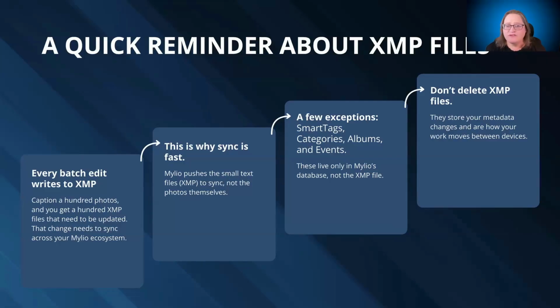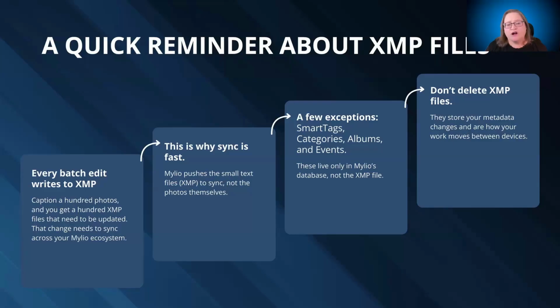The XMP file, which we talked about a couple of weeks ago, is a little text file that sits next to your pictures in the file system. These are super important because they hold all of those changes you make to your pictures in Mylio. So what happens is that gets written to the XMP, and then that XMP file has to sync to all of your various devices. So if you're making a lot of changes, do give that a little bit of time.